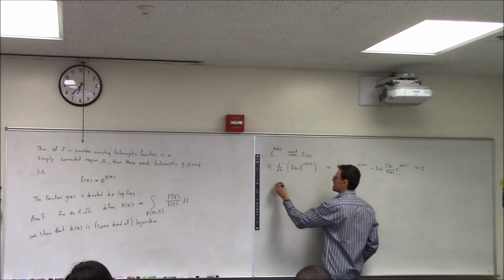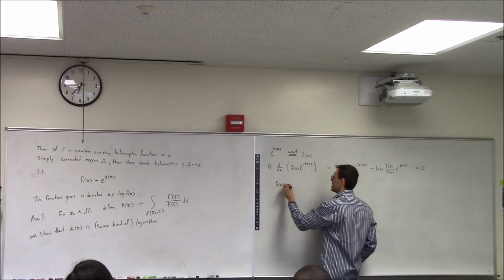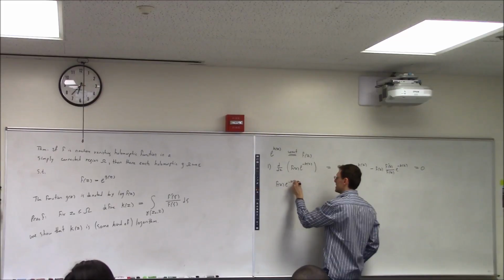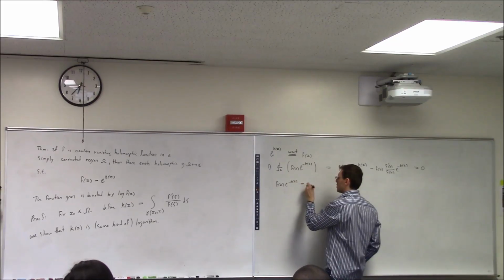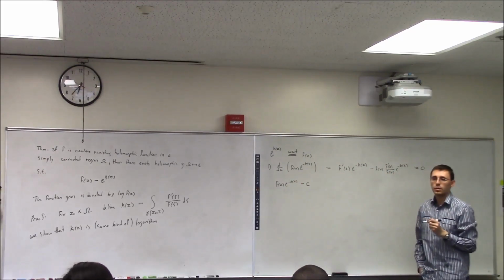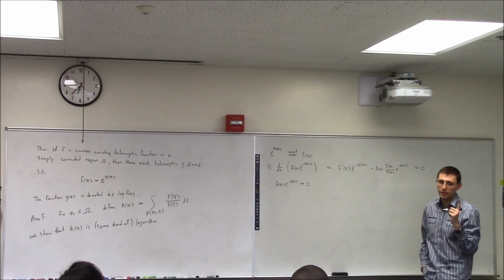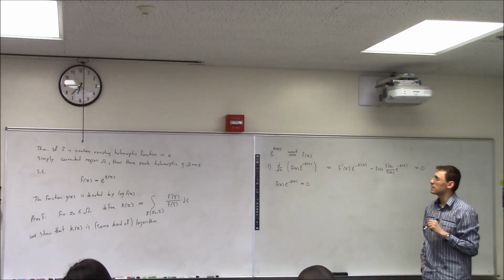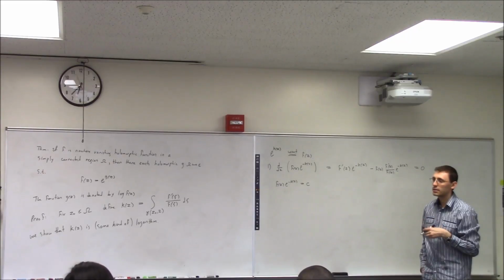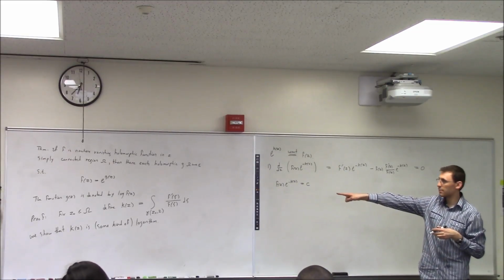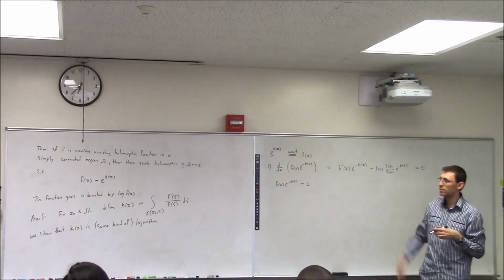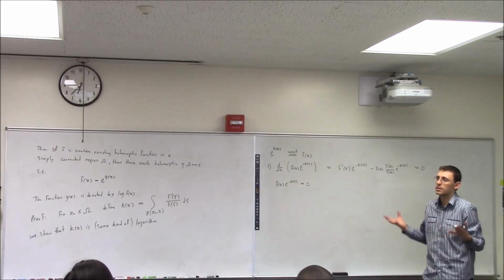So the implication is that f of z times e to the minus kz is equal to a constant. I need to know something about this constant. I really want this constant to be 1. How do I find what this constant is? What do I plug? Look at this definition. I pick a point z0. What do I plug? z0. That's the only thing I know.